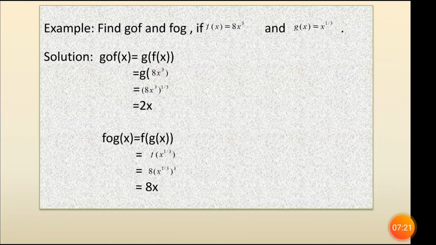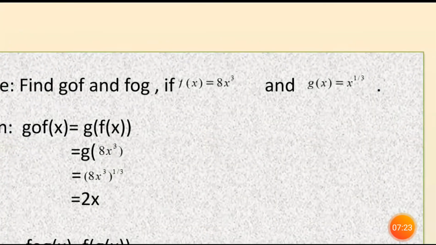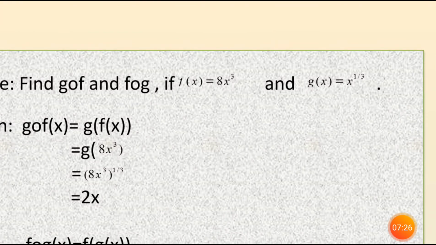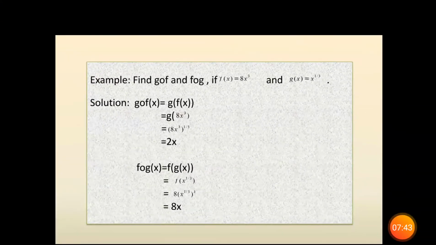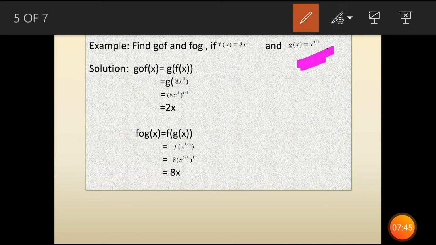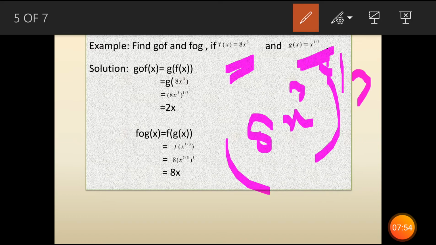Find GOF and FOG if f(x) is given as 8x cube and g(x) is given as x to the power 1 by 3. If we are calculating GOF of x, then according to the definition, it becomes g of f(x). It means wherever x is there in the g function, you put f(x). That f(x) is 8x cube, so we get (8x cube) to the power 1 by 3. This gives us the result cube root of 8x cube, that is 2x.